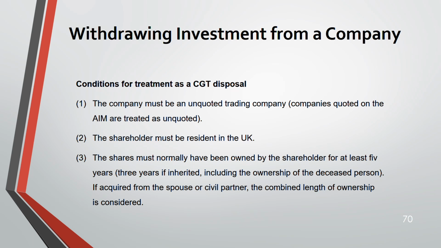If you are inheriting it, then you have to own it for 3 years, including the ownership of the deceased person. Let's say you have owned it for 2 years and it was in the hands of the deceased person for 1 year, so 2 plus 1 is 3. That 3 will be counted. If acquired from a spouse, the combined length of ownership is considered, so your ownership and the spouse's ownership together are taken as 3 years.